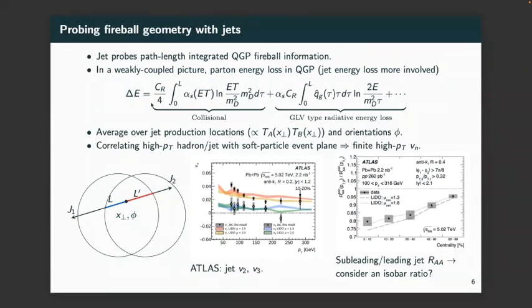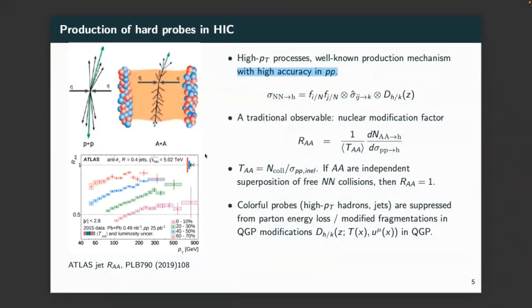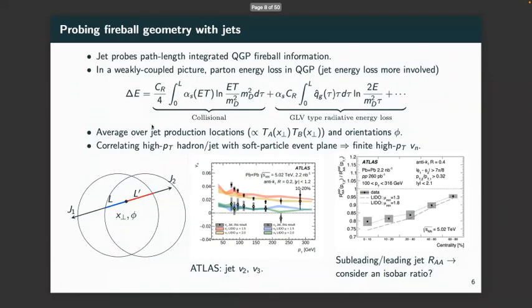For these nuclear modification factors, you already average over all orientations and all the transverse locations of production. So it's not going to be super sensitive to the shape of the fireball. There are observables sensitive to the shape, at least the elliptic deformation of the fireball, which is the jet vn. So you can not only measure the momentum anisotropy for soft particles, you can also do it for hard particles. It comes from a different origin.